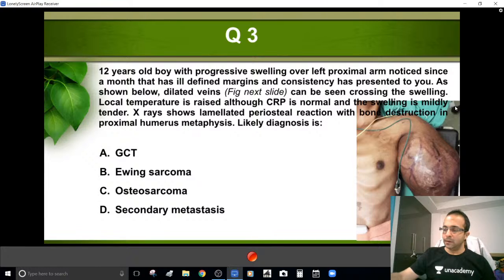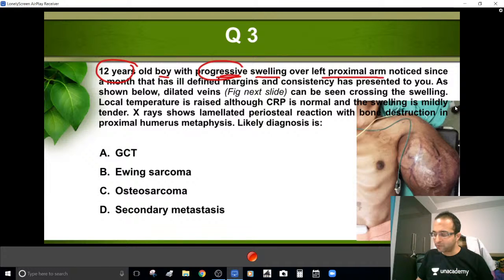All right. Another clinical question, almost a similar scenario as the first question. A 12-year-old boy. There's a progressive swelling over the left proximal arm. So proximal arm means it is epiphyseal or metaphyseal. There are ill-defined margins, which means the lesion is possibly malignant. There are dilated veins present over the swelling.